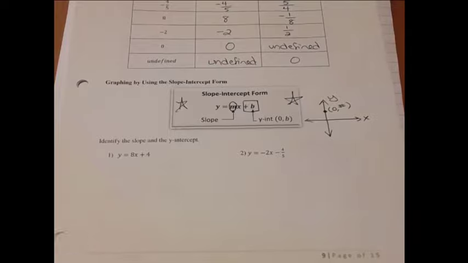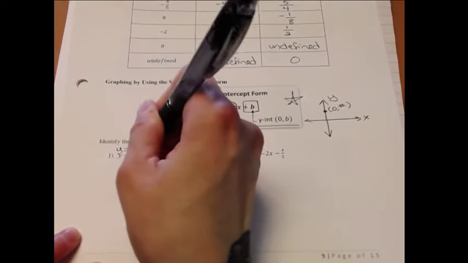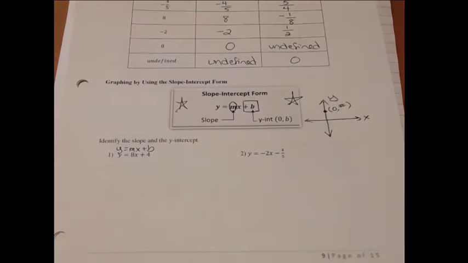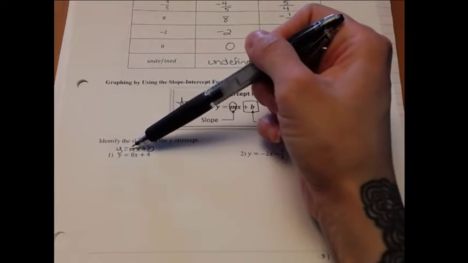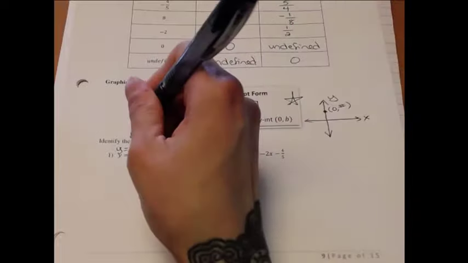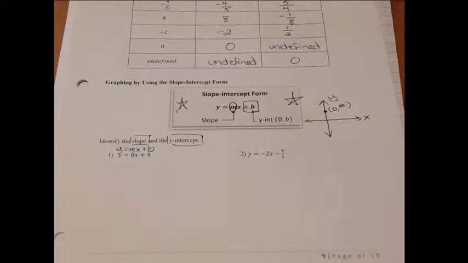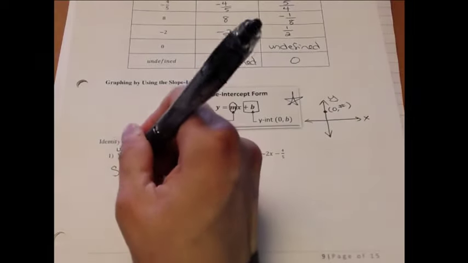If it's helpful to you, directly above this, I'm going to write y is equal to mx plus b so that we can see the direct relationship between each of the variables. Notice here that the m is 8 and our b is 4. So if we want the slope and the y-intercept, we're simply going to use the definition. The slope for our first equation is going to be 8.